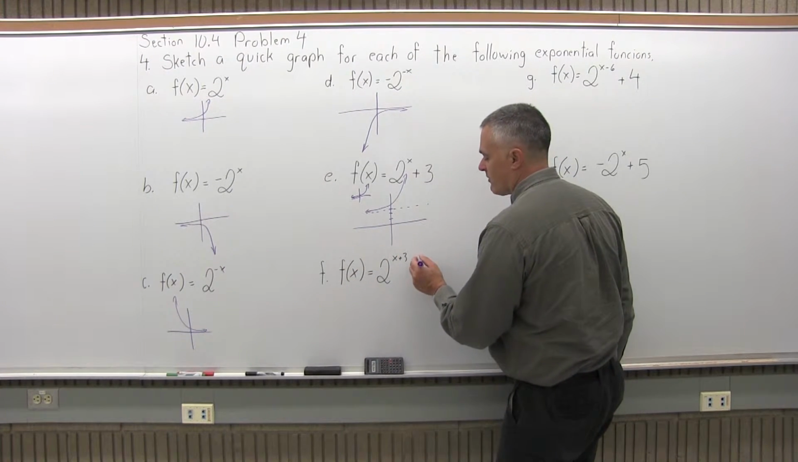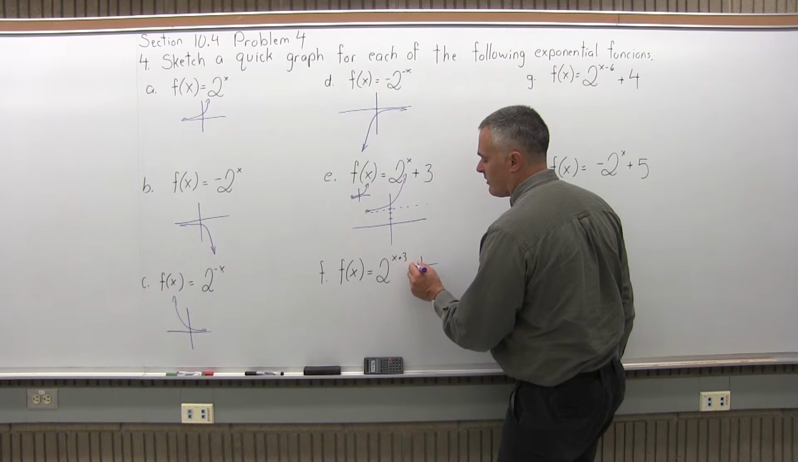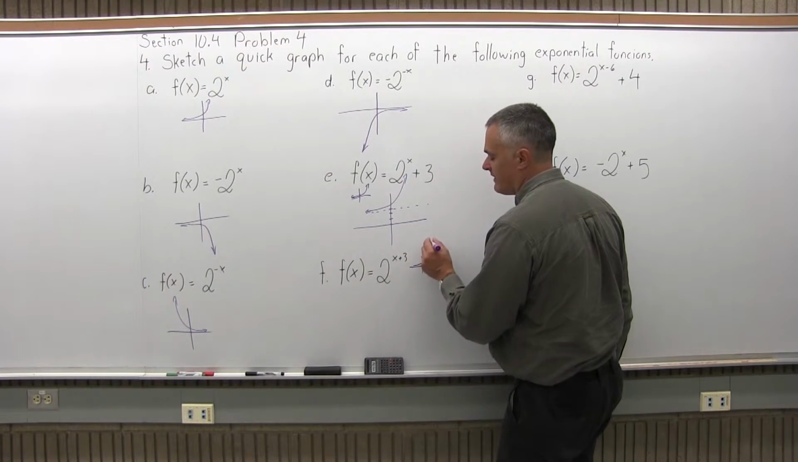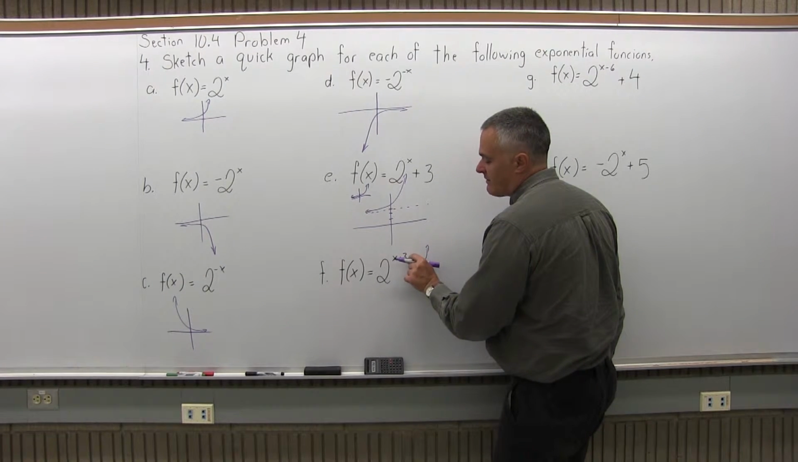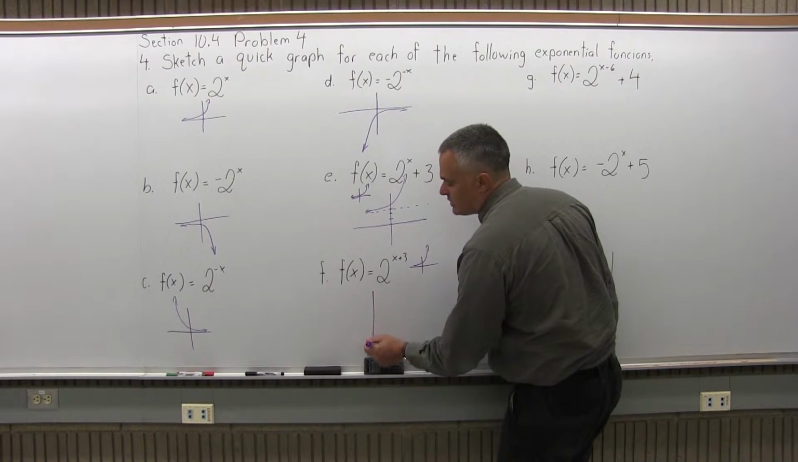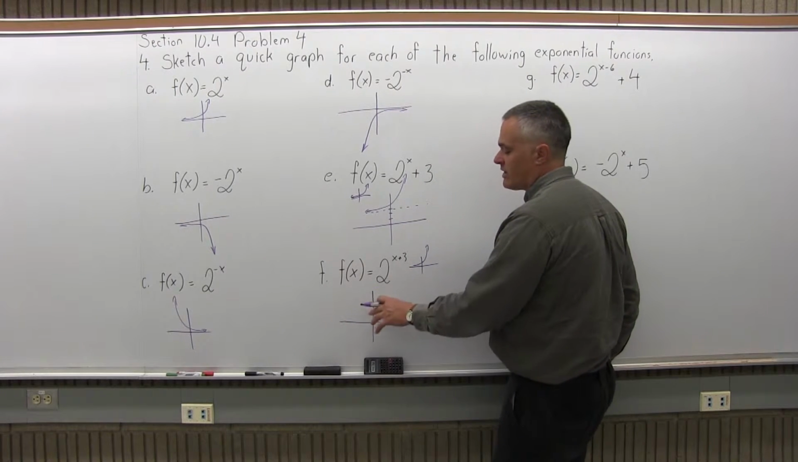So again, start with our regular 2 to the x that we had in part A with the big end of the exponential function in the upper right. And now I'm going to pull that graph, everything back by 3. So now I'll start with my Cartesian coordinate graph.